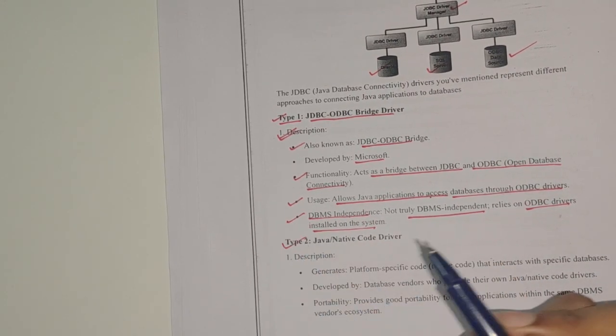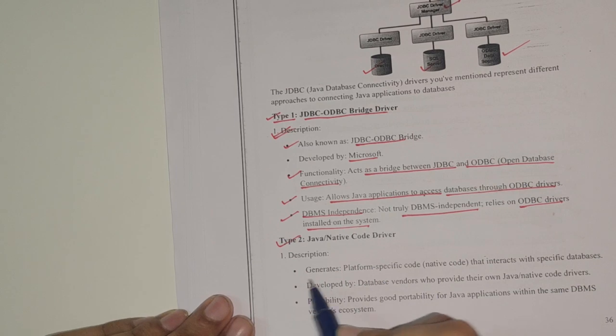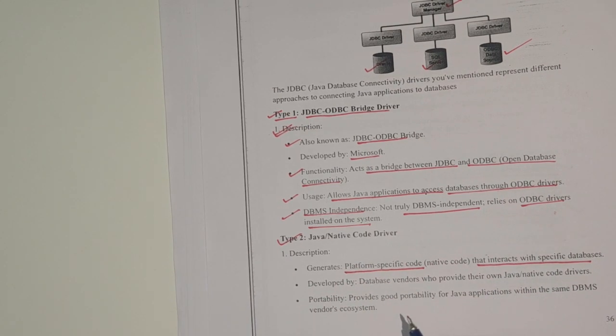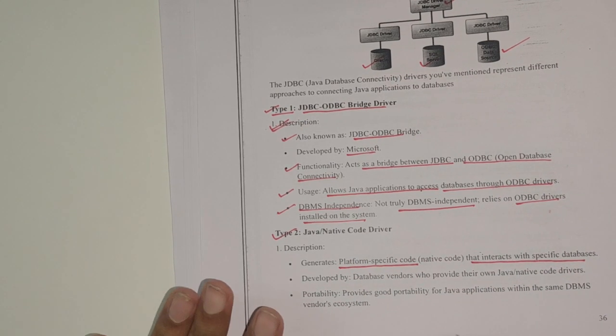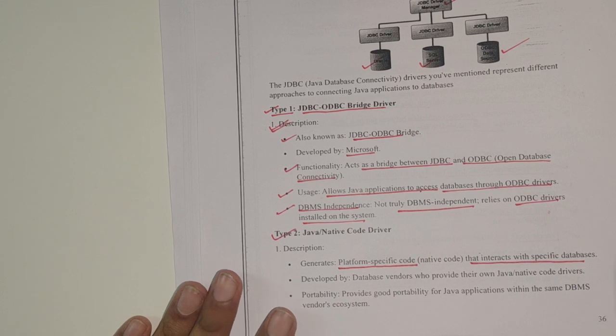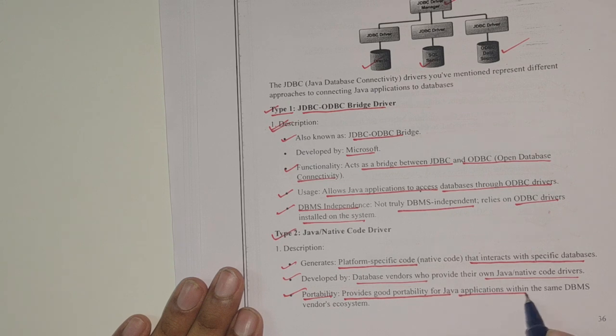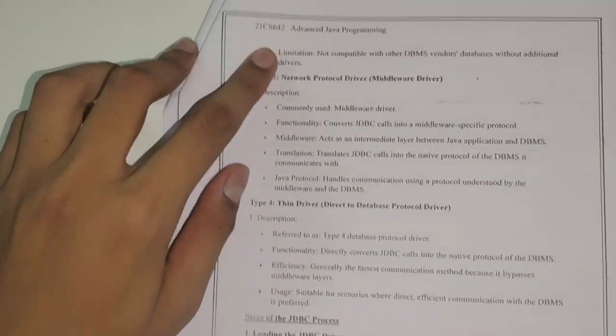Next we have the Java native code driver. What does the Java native code driver do? It is Type 2. It generates platform-specific code that interacts with the specific database. That means in Type 2 we have a platform-specific or native code which will interact with the specific database. It is mainly developed by database vendors who provide their own Java native code drivers. Next is portability: it provides good portability for Java applications within the same DBMS vendor ecosystem.